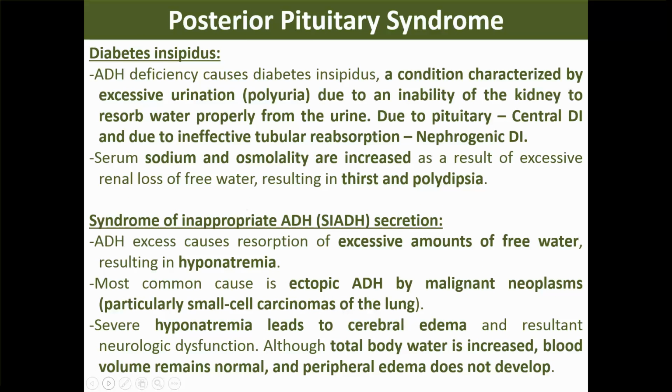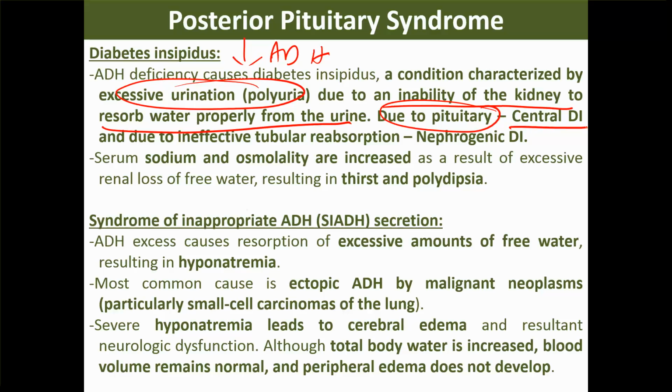Now coming to the two important clinical conditions, that is called diabetes insipidus and syndrome of inappropriate ADH secretion. So diabetes insipidus is due to decreased ADH and a condition characterized by increased urination due to inability of the kidney to reabsorb the water because there is no ADH. It may be due to a central cause, that is due to the pituitary, it is called central diabetes insipidus. Or there might be some problem in the renal tubules which cannot reabsorb the water, that is called nephrogenic diabetes insipidus.